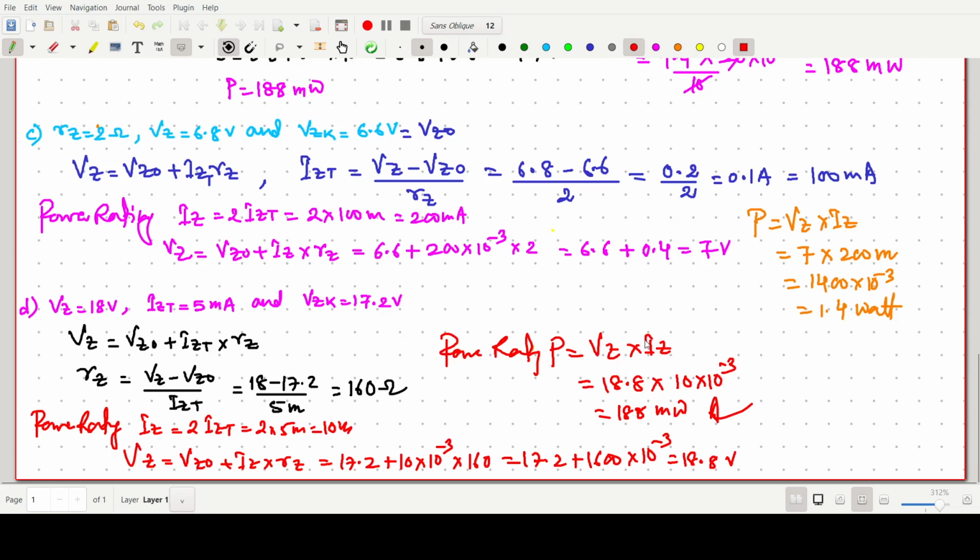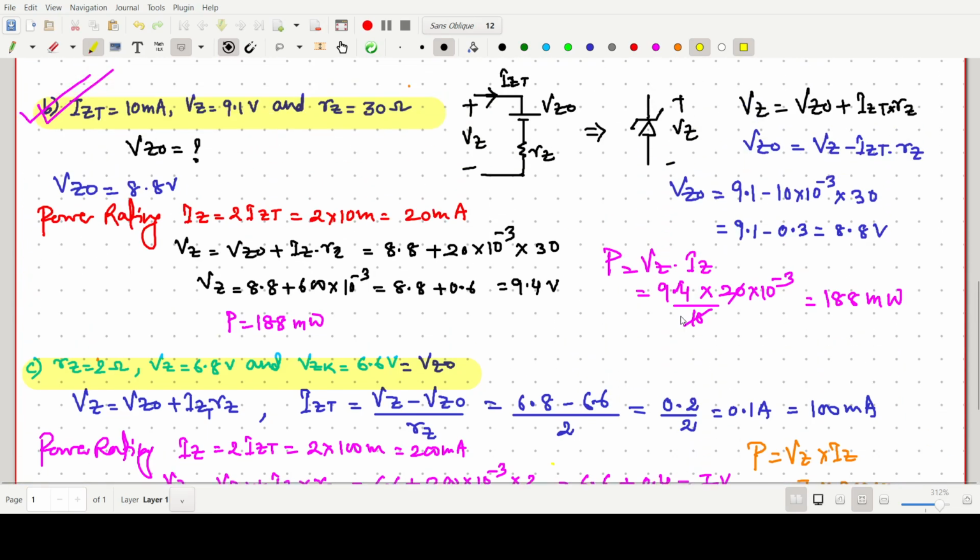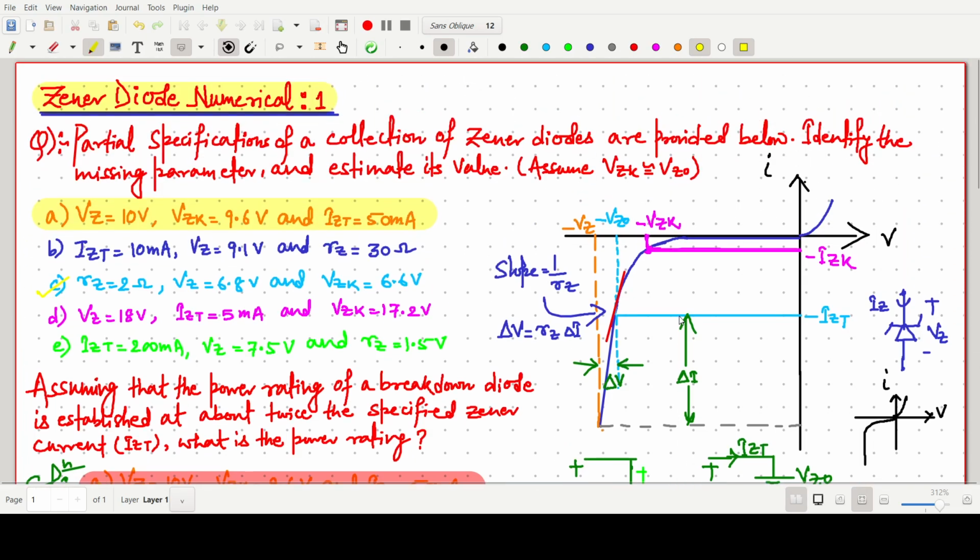Like that you can also do question number E. For E, the missing link will be Vz naught, which will become 7.2. For the power rating we first find Vz, which will come 7.8 volt, and the power rating will come 3.12 watt. So only this question you have to do. All are very similar type of problems, but very fundamental. You have to do all these questions very carefully.